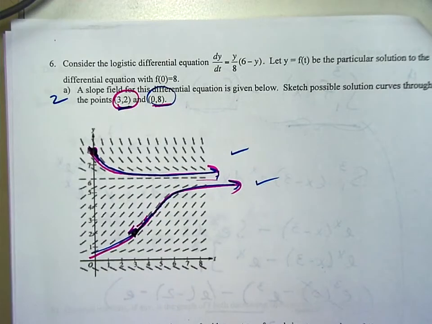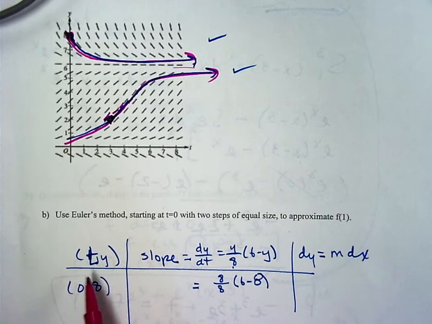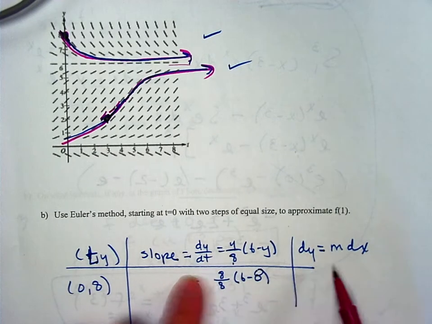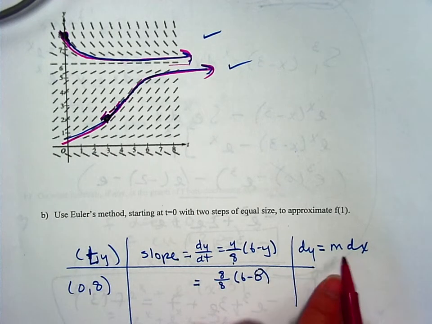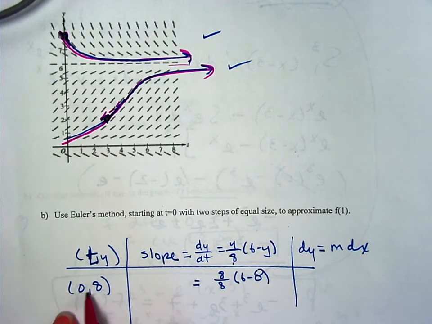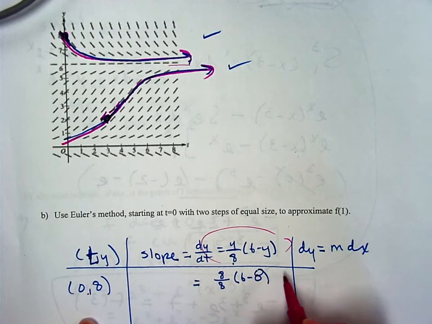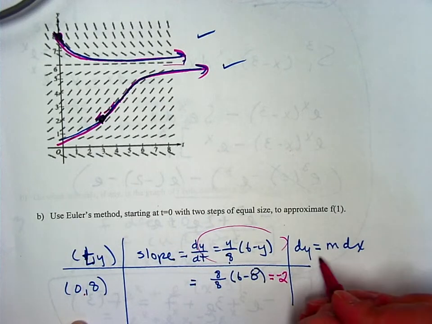Okay, Euler's method. Make sure that you label your points. So the point here is t, y instead of x, y. The slope is given. Your dy or delta y will be slope times delta x. So I start at the point 0, 8. I plug this into my slope formula, and if you do this, you should end up with your first slope is -2.